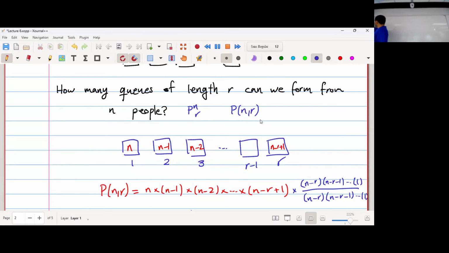So let's just do the same thing that I was doing here. Let's take the R people, put them in a queue. That would give me P(n, R) ways of doing it. But now let's just see how many times I have counted every solution. So for every set of R people, I have counted my solution R factorial different ways, because these people could form the queue in R factorial different ways, right?